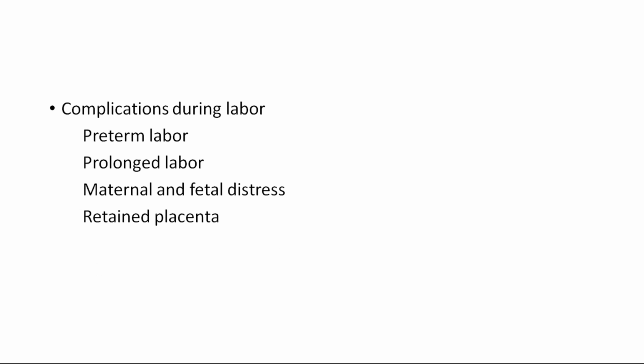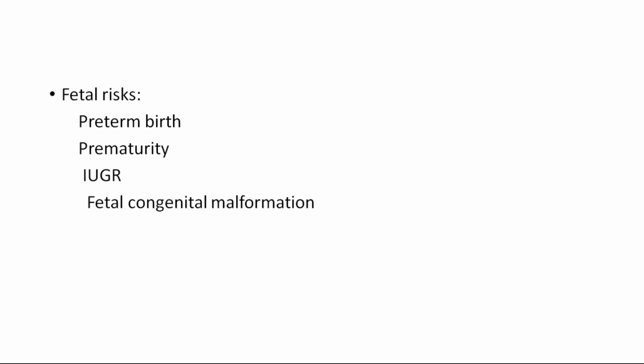Next, complications during labor. During labor, there may be more chances of preterm labor, and prolonged labor will also be seen. Maternal and fetal distress and retained placenta are all complications during labor. Stillbirth is also more common, almost 13 to 14 per 1,000 population. These are the complications of the fetus: preterm birth, prematurity, IUGR, and fetal congenital malformations.